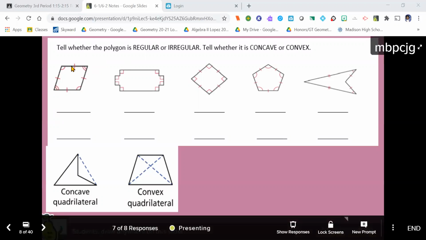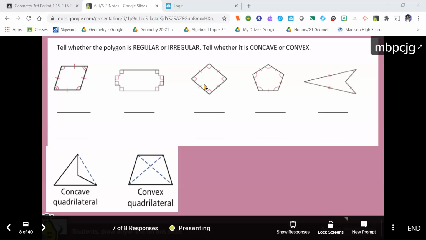This one's a little tricky. All the sides are the same, but not all the angles are. One's obtuse, one's acute. So for this one, the first one is irregular. Okay, so second one, Andrew, is it convex or concave? I think it's convex. Convex.